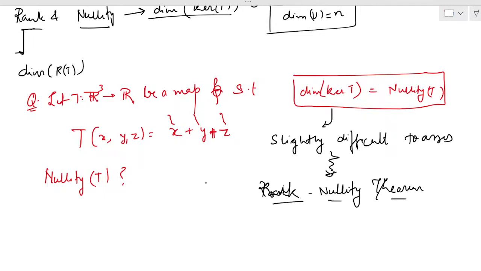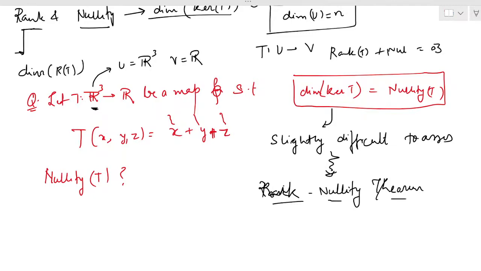One thing is very much clear, that we are talking of R cube here. Instead of U, we have R cube, and instead of V we have R. If T was defined from U to V, then we remember that the rank nullity theorem says that rank of T plus nullity of T must give the dimension of U, which is n, and here it is 3. So I would write: dimension of range set plus dimension of null set, or null space, or kernel, which is nothing but the nullity, should be equal to 3.